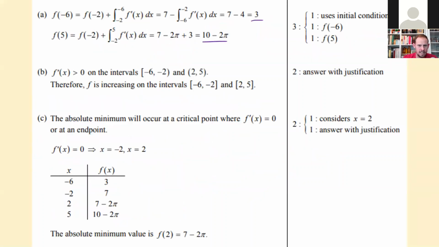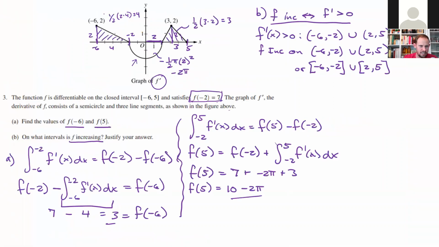So if you want to see, yep, there we go. So f prime is greater than 0. I guess we probably should have included -6 there. Therefore, f is increasing. I think we'd still get all the points because we said it was increasing on those intervals. Yeah, I guess we should include that as well. There we go.